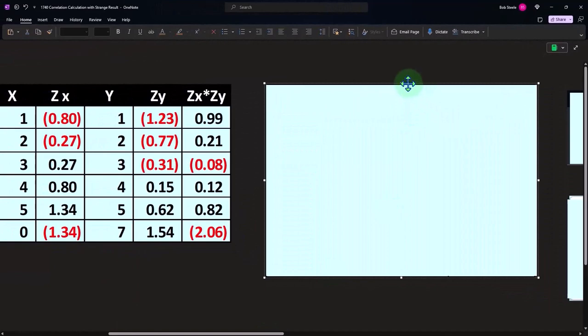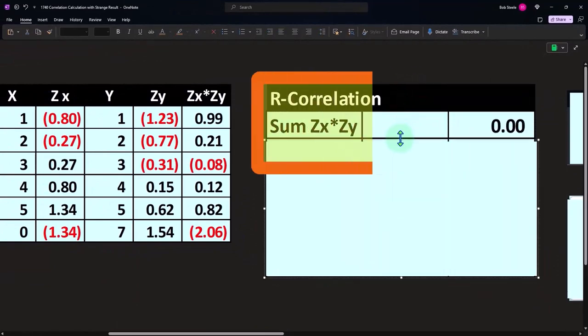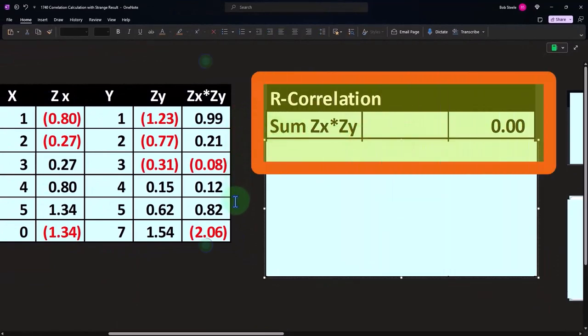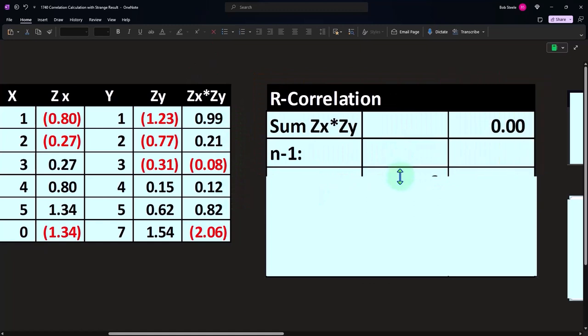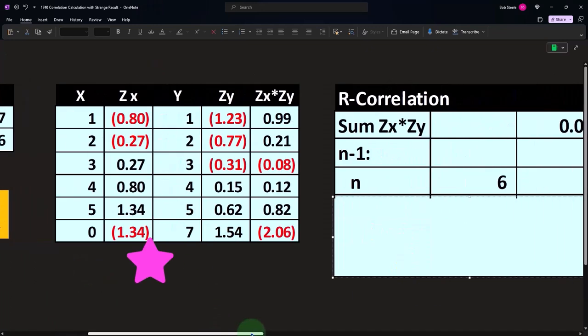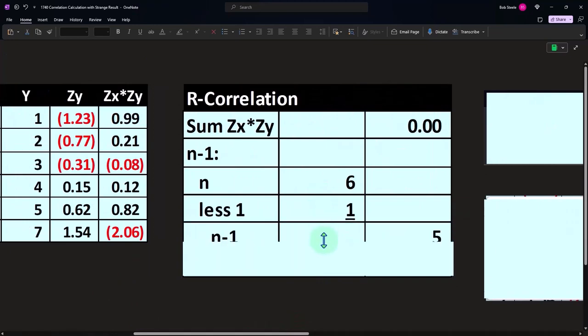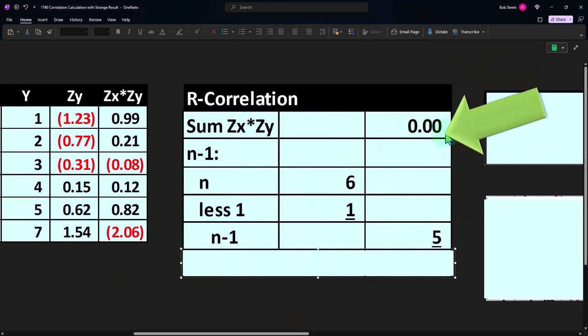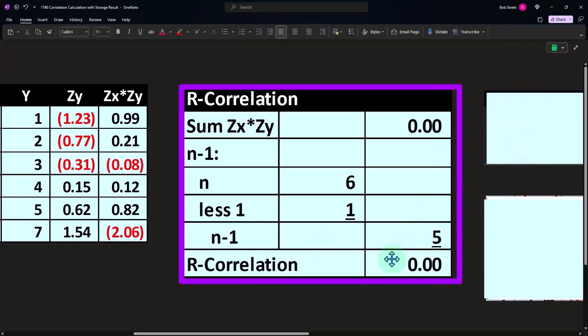So if we do that, let's format this to get the numerator, the sum of the Z's products. It comes out to 0. If I add up all these columns, it comes out to 0. And then the denominator is N minus 1. N is 1, 2, 3, 4, 5, 6, minus 1. 6 minus 1 is 5. So 0 numerator divided by 5 denominator gives us, of course, a correlation of 0.